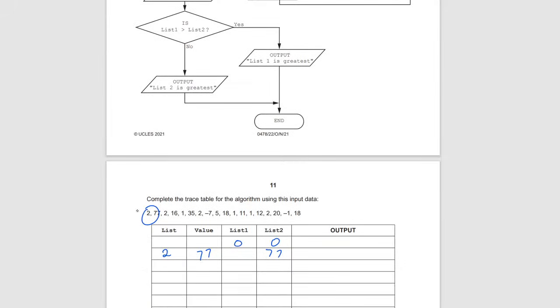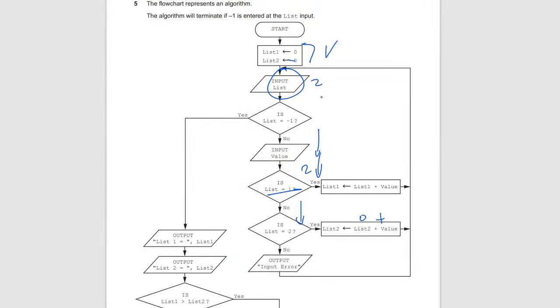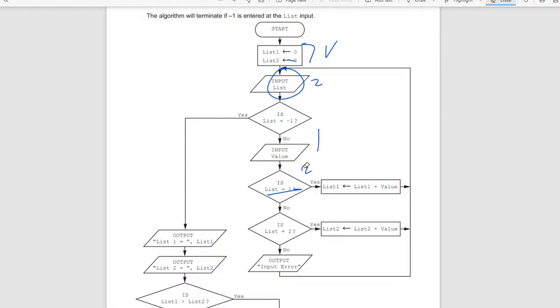Okay, we move on to the next one. So we're done with the first 2. The next one, again it's 2. Okay, again it's 2. So let me rub this. So it's just going again in cycles.